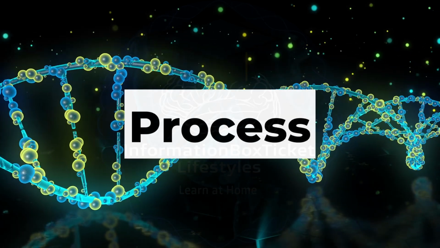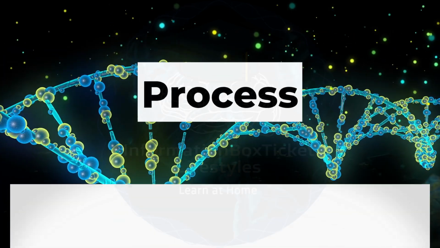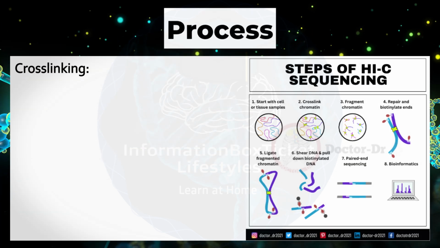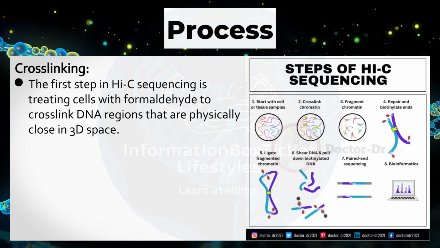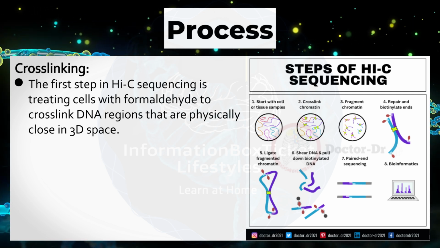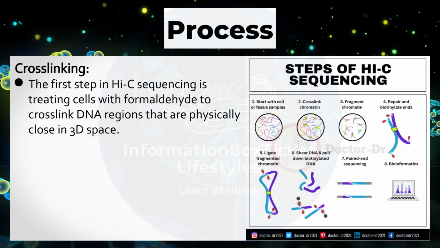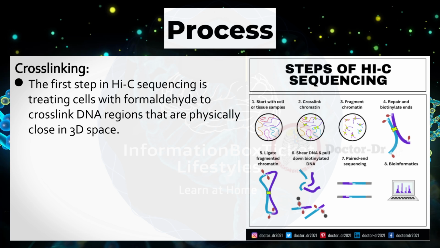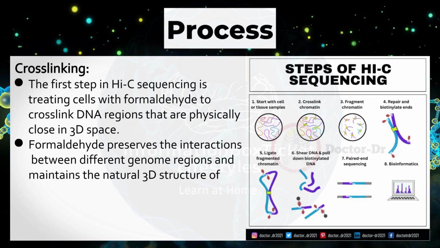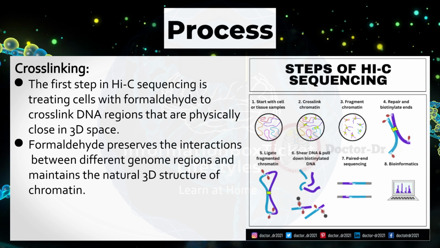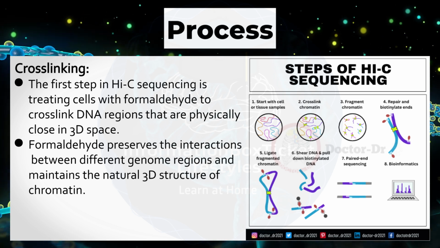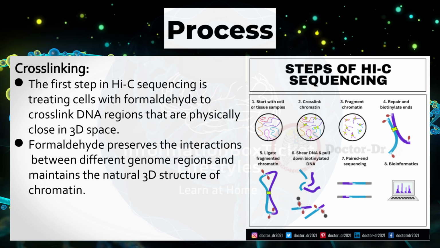Process of Hi-C sequencing. Cross-linking. The first step in Hi-C sequencing is treating cells with formaldehyde to cross-link DNA regions that are physically close in 3D space. Formaldehyde preserves the interactions between different genome regions and maintains the natural 3D structure of chromatin.